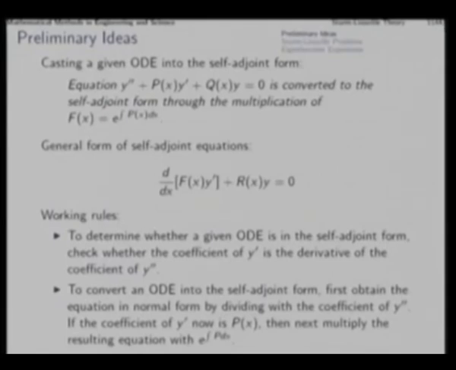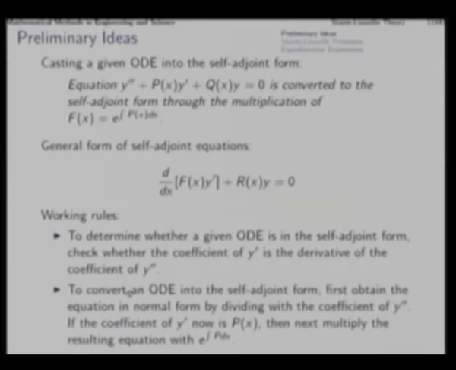Now, there are two small working rules which we can immediately appreciate and remember. One is to determine whether a given ODE is in the self adjoint form, we simply check whether the coefficient of y prime is the exact derivative of the coefficient of y double prime.